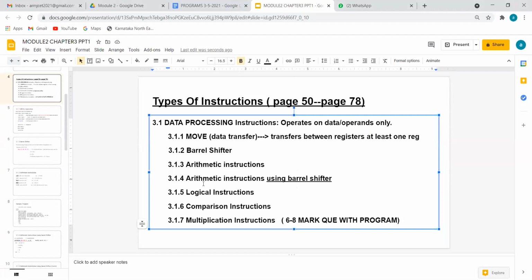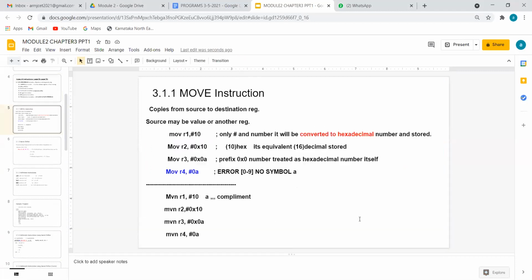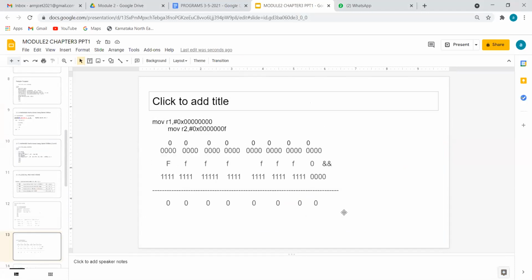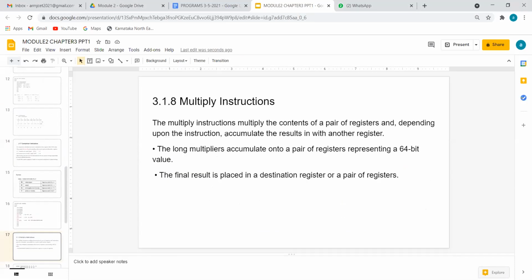One question from this part, 3.1.1 to 3.1.6. A definite question according to my knowledge is the explanation of the multiplication instruction. It is a 6 to 8 marks question, with the program we have to write. So let's go for the special instructions, and most important is multiplication.